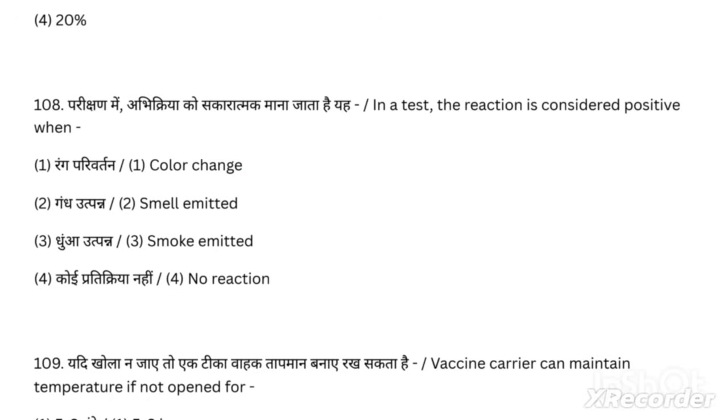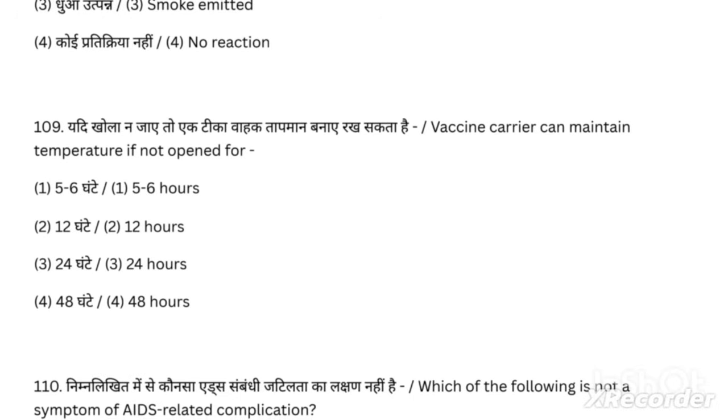Next question is, a vaccine carrier can maintain temperature if it is not opened for how long? So the correct answer is 24 hours. A vaccine carrier with ice packs maintains temperature from +2 degrees Celsius to +8 degrees Celsius for 24 hours when it is unopened. When we open it frequently, the temperature fluctuates. So the correct answer is 24 hours.